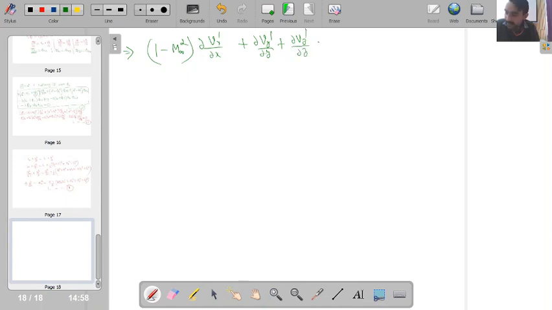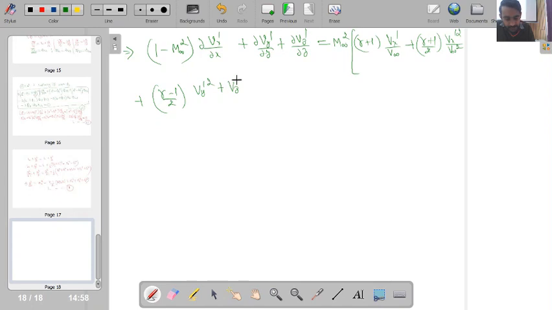that will be equal to M infinity square, and here I will be having (gamma plus 1) into vx dash by V infinity plus (gamma plus 1) by 2 into vx dash square by V infinity square plus (gamma minus 1) by 2 into (vy dash square plus vz dash square) by V infinity square, and outside del vx dash by del x.